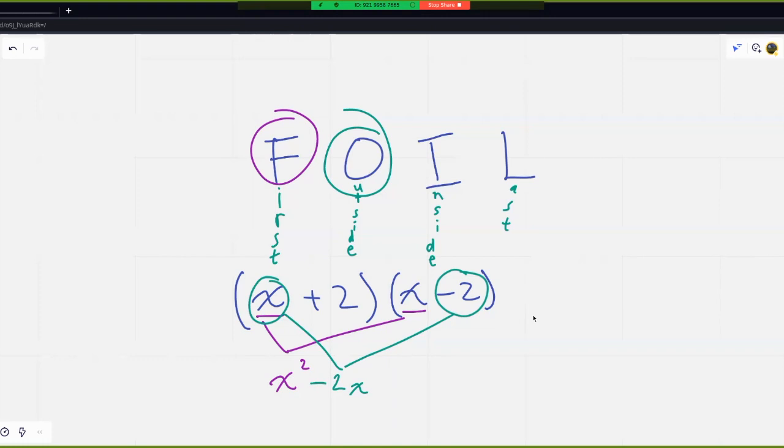Okay. Next, we have inside. So let's get the color here. Inside would be this one, +2, right? And x, +2 and x. That would be +2x. We're almost done. Last, what would our last ones be? So let me erase some of these lines here. The last would be, let me get a different color too.